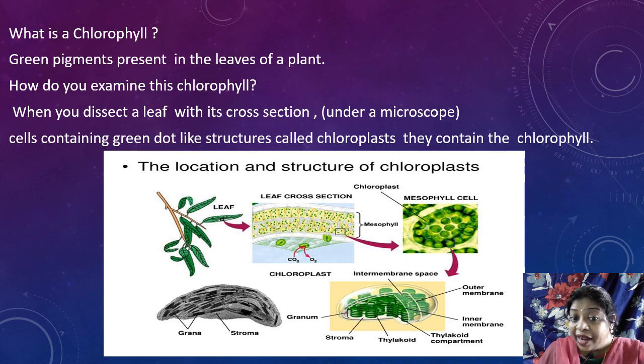And what do they contain? They contain the chlorophyll. Why do they contain chlorophyll? Because they have to carry out the photosynthetic process, and that is the reason they contain the chlorophyll. So the green pigment which is present in the leaves of a plant is called chlorophyll, right? Okay. So please do this cross section with the guidance from your teacher. Please don't do it alone. Do it in a proper laboratory, where you have the microscopic observation.